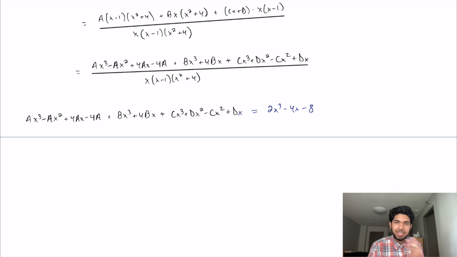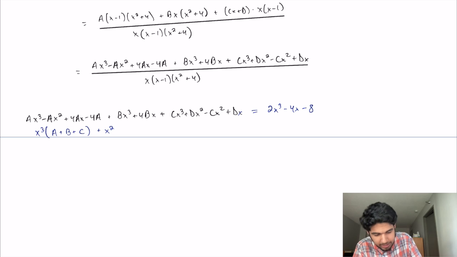And remember, now we can start to get our system of equations. But for that, we like to factor it out a little bit. So we look for the highest power x term on the left-hand side, which is an x cubed. So we'll factor out an x cubed from the terms that have it, being ax cubed, bx cubed, and cx cubed. So this becomes x cubed times a plus b plus c.